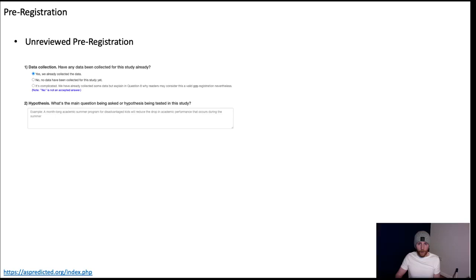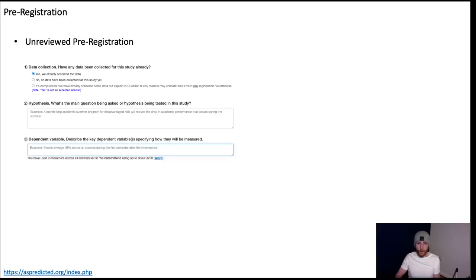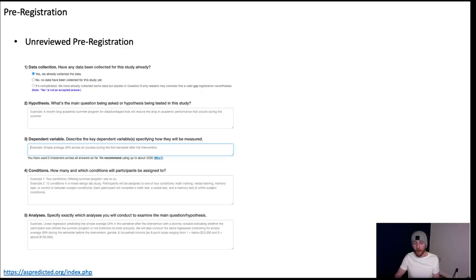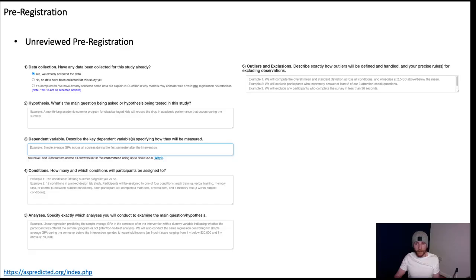Now, I won't spend too long. Essentially, you can go to a website, aspredicted.org, and it asks you to complete a series of questions. For example, have you collected data yet? What are your hypotheses? What are your dependent variables? What conditions have you included? What are your analyses? What are you going to be doing in order to test your hypotheses? What outliers and exclusions have you decided upon before collecting data? What sample size are you going to recruit?